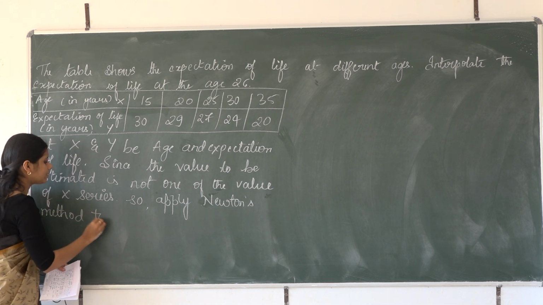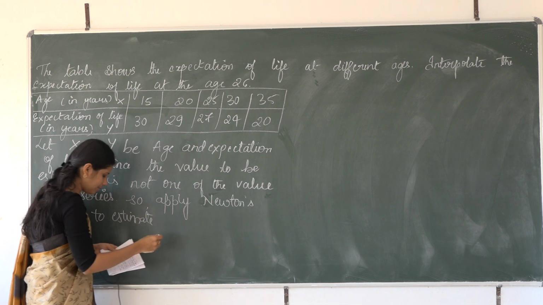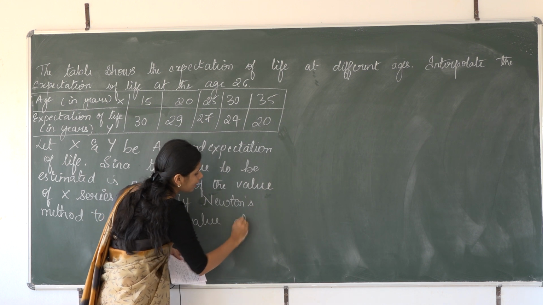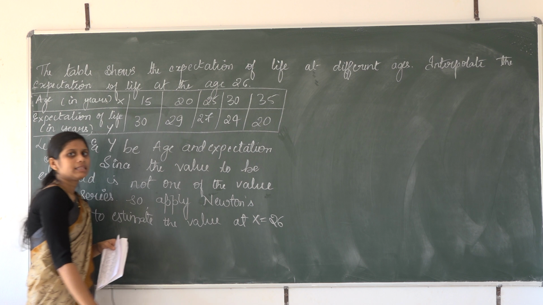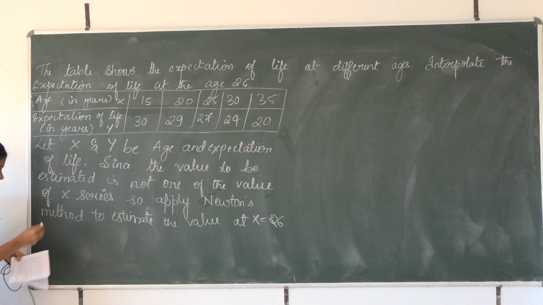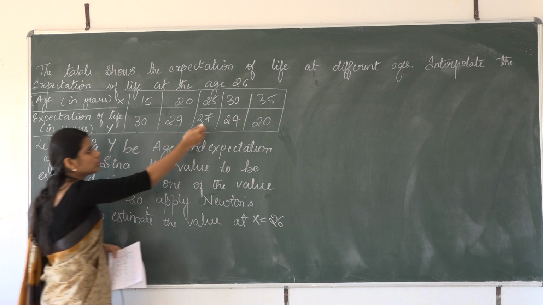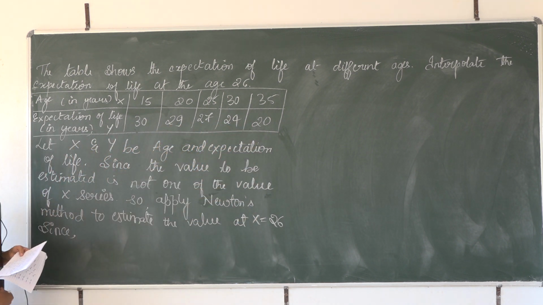To estimate the value at x is equal to 26, we are going to estimate the expectation of life for the age 26. Now we are going to see how many values of y are known. See, 1, 2, 3, 4, 5. Five values are known. That's why we are going to find out the leading differences.